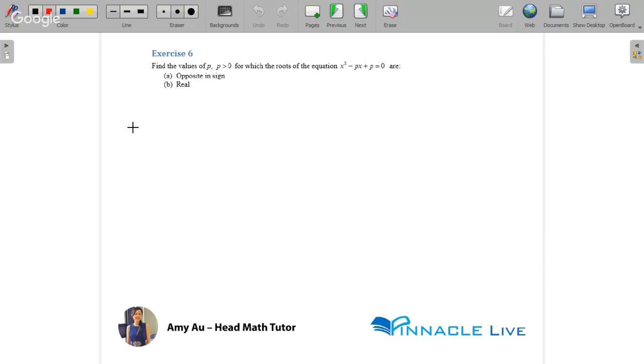All right, so this is a roots question. We want to find the value of P given certain relationships in the roots. So starting with the first one, if the roots are opposite in sign, I'm going to let the roots be alpha and minus alpha, so opposite in sign. So in other words, when you look at the sum of the roots, alpha minus alpha is equal to minus b on a. Now b in this expression is minus p. A is 1. So that's 0 is equal to p. And that's it. Okay, p is equal to 0.